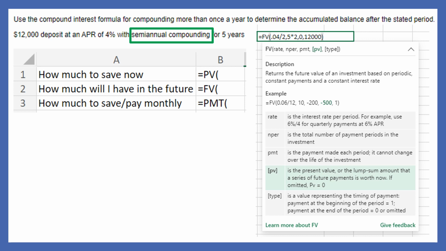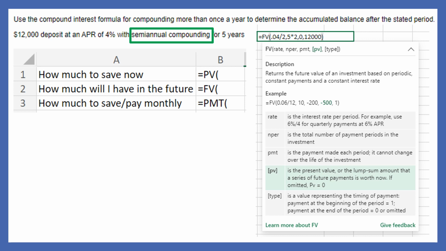And so we can use that Excel formula for future value by typing in equals FV and then parentheses. And then we're going to put semi-annual compounding. What does that mean? That means twice per year. So we have to divide our interest rate by 2 because it's twice per year. So we're going to put 0.04 divided by 2. And in the same way, we have to multiply our years by 2 because there's 2 compounding periods per year.